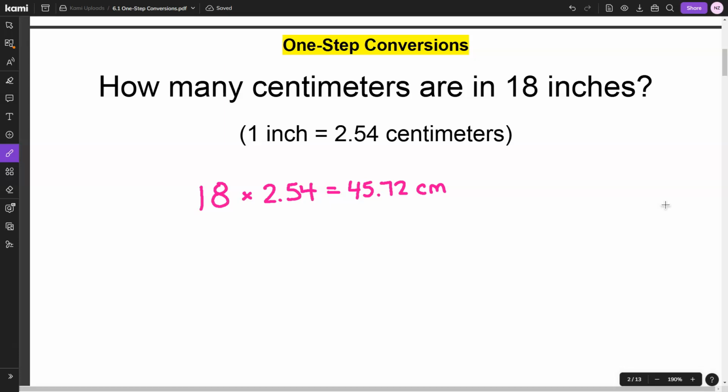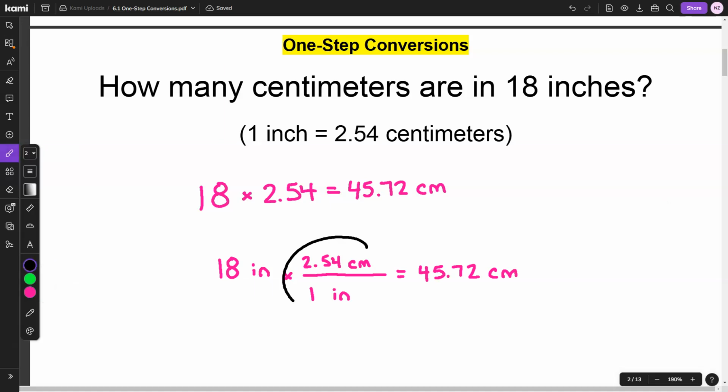Okay, let me show you another way to set up that same problem. So again, let's say you have 18 inches. And let's say that you know for every 1 inch, you have 2.54 centimeters. Basically doing the same thing. So I would multiply 18 by 2.54, and I'm going to get the same answer. This is just another way of setting it up. And this in the middle here is called a conversion factor. So it's a fact that we know about the two units, and we can relate them.